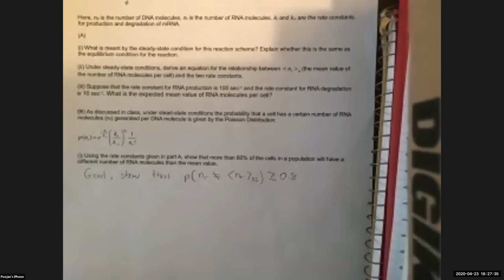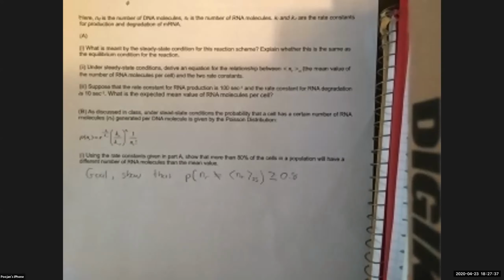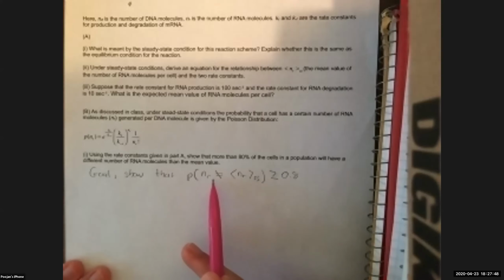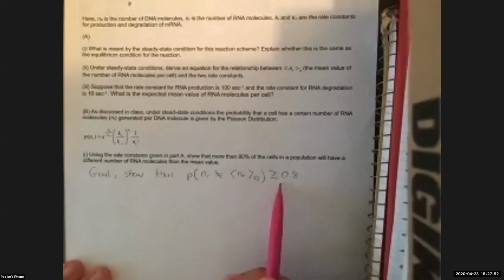show that the probability of the bacterial cells in the population having a copy number of mRNA different from the steady state number. We want to show that this probability is more than 0.8. So essentially our goal is to show that this probability that NR is not equal to our steady state number is going to be greater than 0.8.